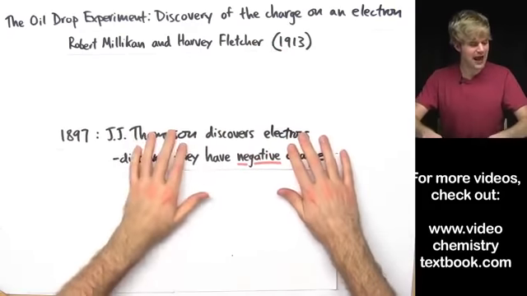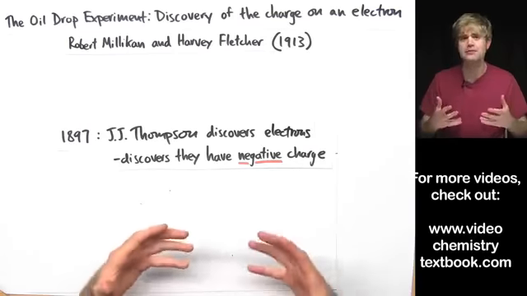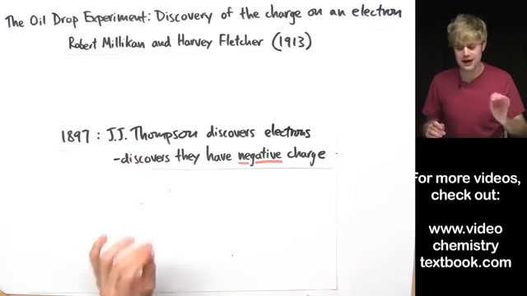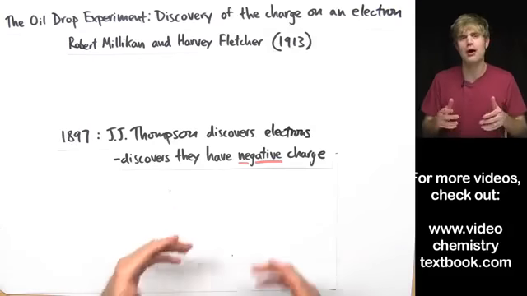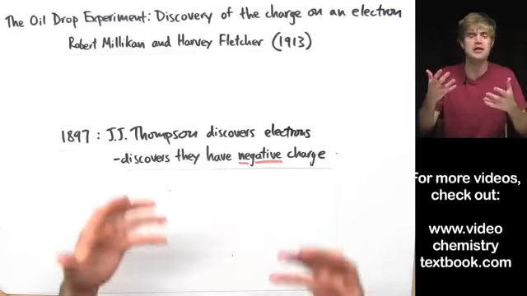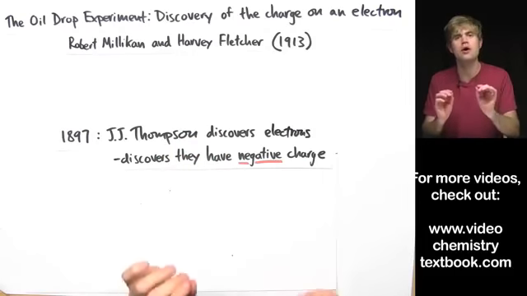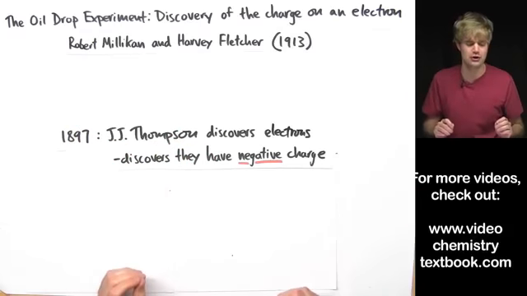Now, before this happened, in 1897, J.J. Thomson discovered that atoms have electrons, and he discovered that electrons have negative charge. But he wasn't able to figure out how much negative charge electrons have, because charge is something that can come in different amounts. So scientists wanted to be able to put a number on it, figure out exactly how much negative charge each electron had.